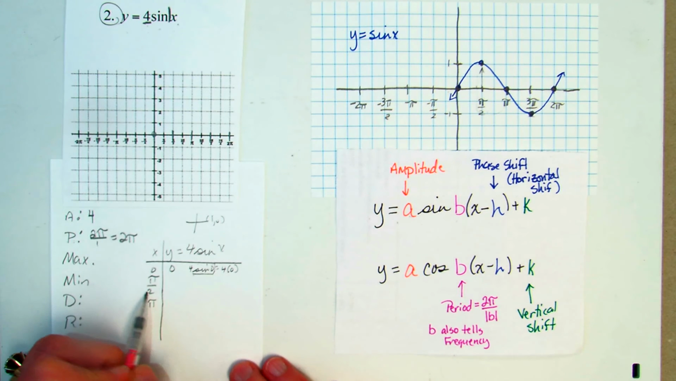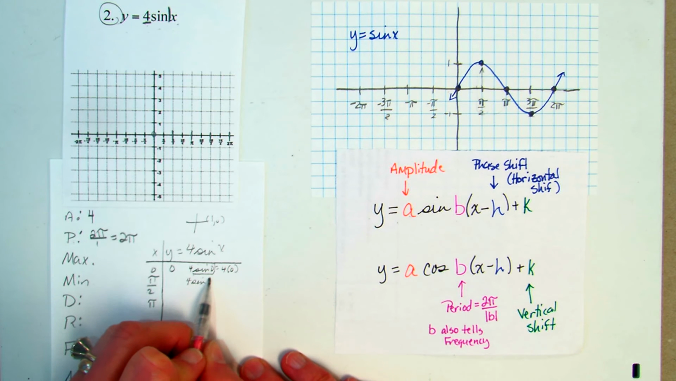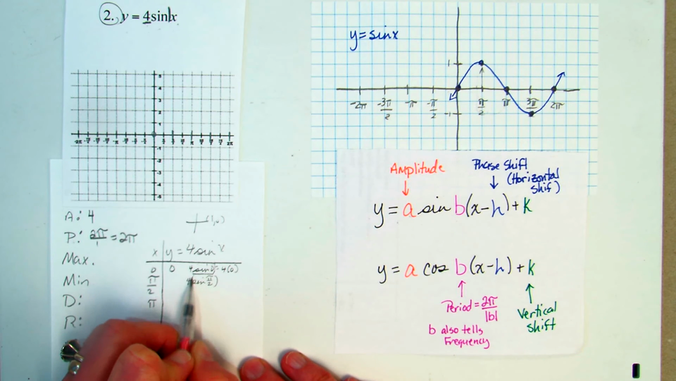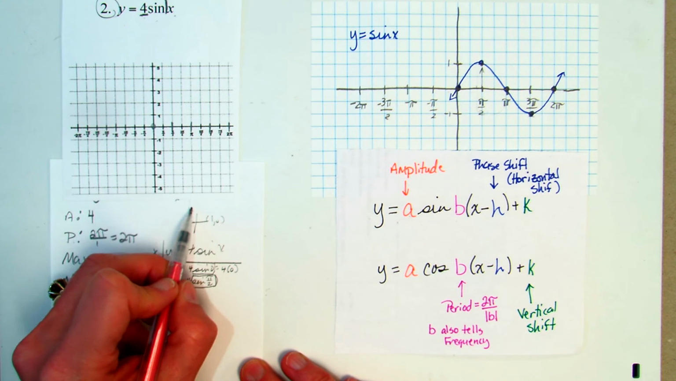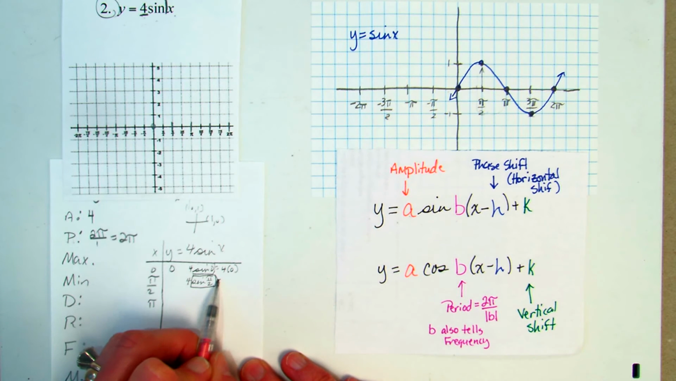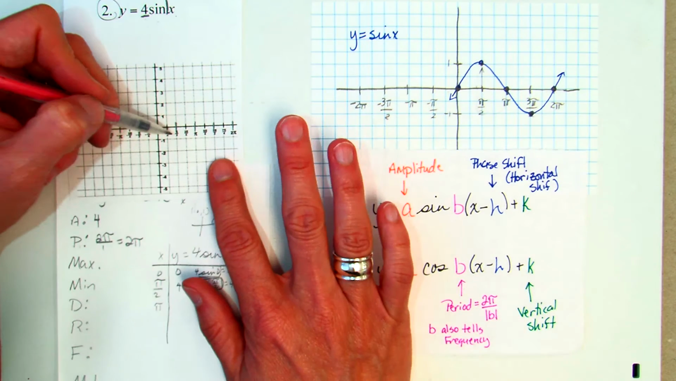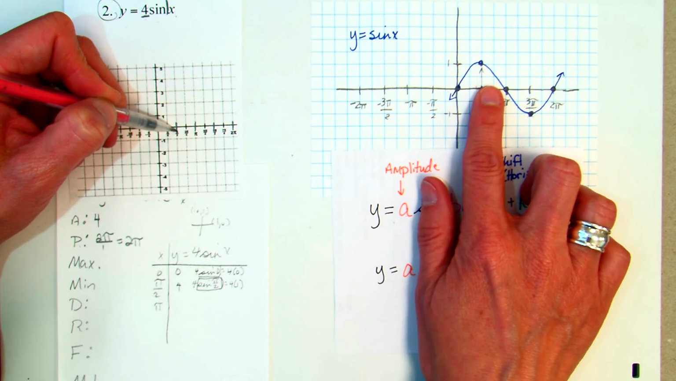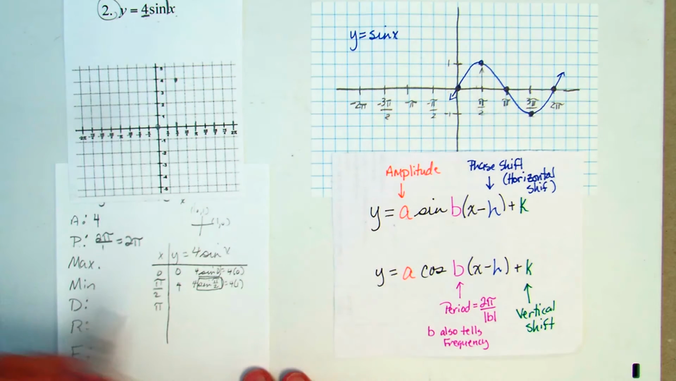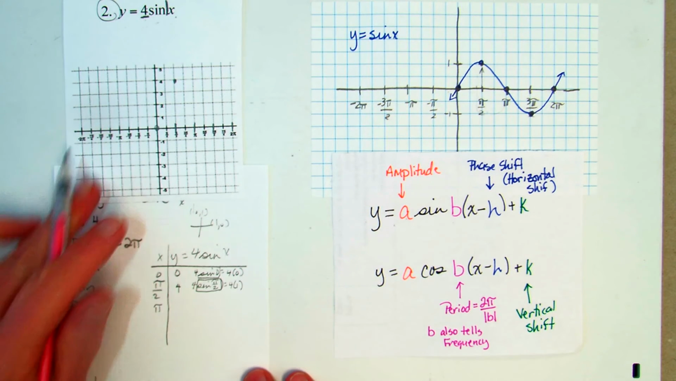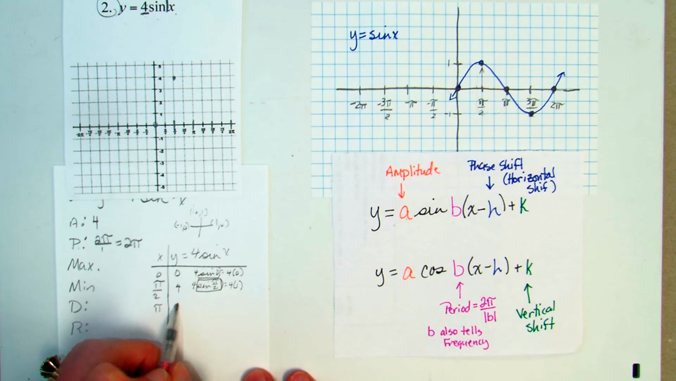Now plug in pi over 2. 4 times the sine of pi over 2. Well, what is the sine of pi over 2? The sine of pi over 2, that's this ordered pair here, is 1. So 4 times 1 is 4. So when I'm at pi over 2, instead of me being up 1, I'm going to be up 4. What do you think is going to happen at pi? Well, what's the sine of pi? Sine of pi is 0. 0 times 4 is 0.